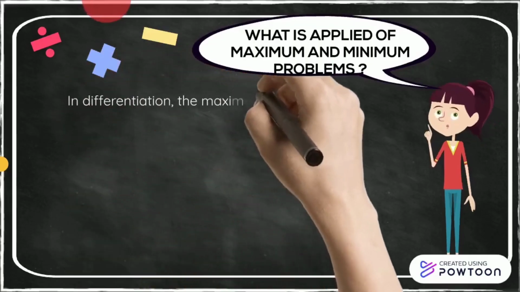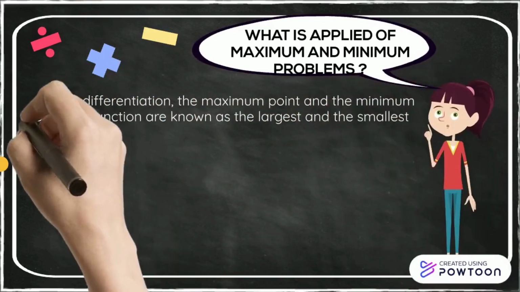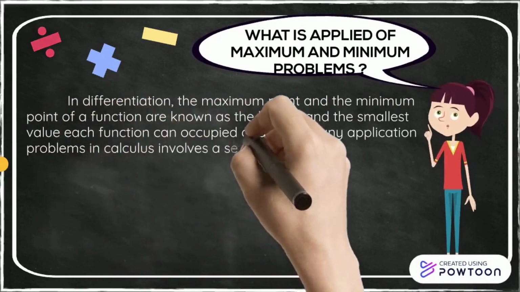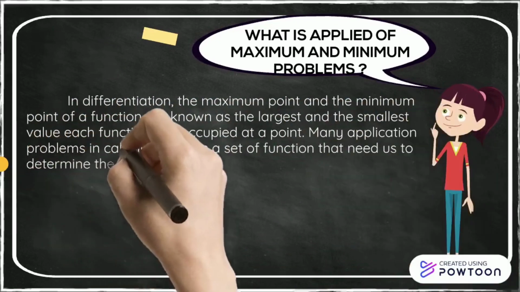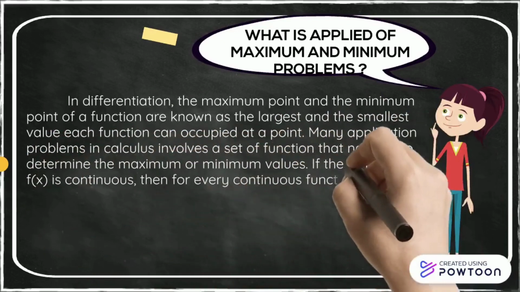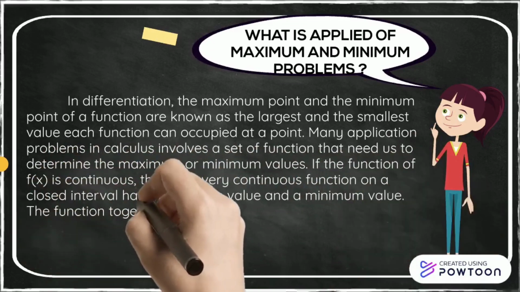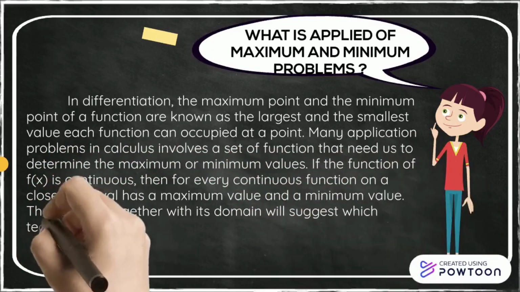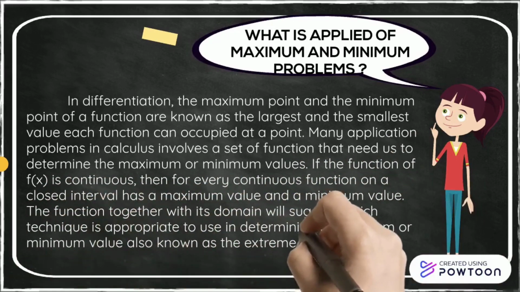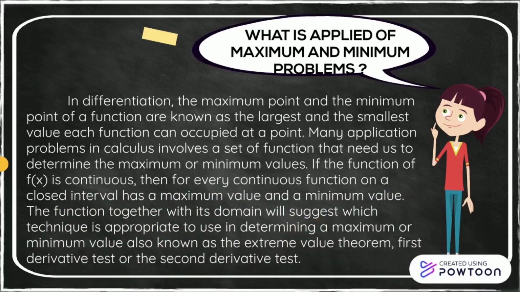In differentiation, the maximum point and the minimum point of a function are known as the largest and the smallest value each function can occupy at a point. Many application problems in calculus involve a set of functions that need us to determine the maximum or minimum values. If the function f(x) is continuous, then every continuous function on a closed interval has a maximum value and a minimum value. The function together with its domain will suggest which technique is appropriate to use in determining a maximum or minimum value, such as the extreme value theorem, the first derivative test, or the second derivative test.